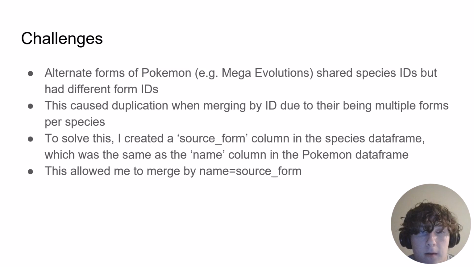level data. Some challenges I had were alternate forms of Pokemon, which shared the species IDs but had different form IDs, which caused duplication when merging by ID due to there being multiple forms per species. And to solve this, I created a source form column in the species data frame, which was the same as the name column in the Pokemon data frame and allowed me to merge by name and source form.